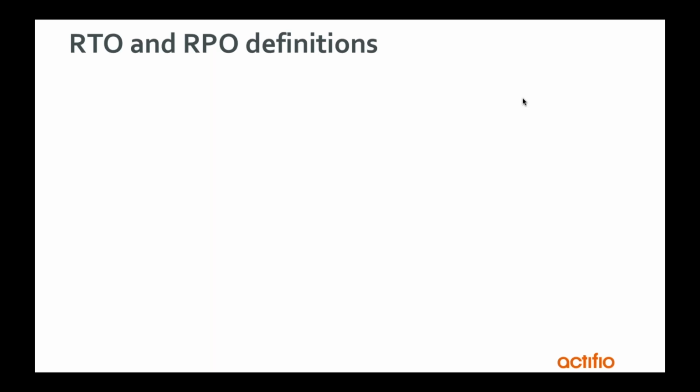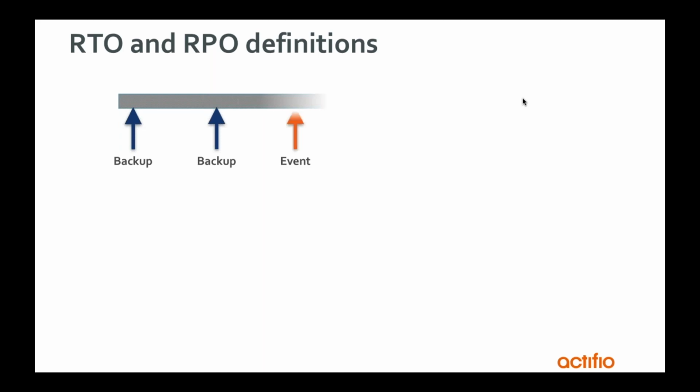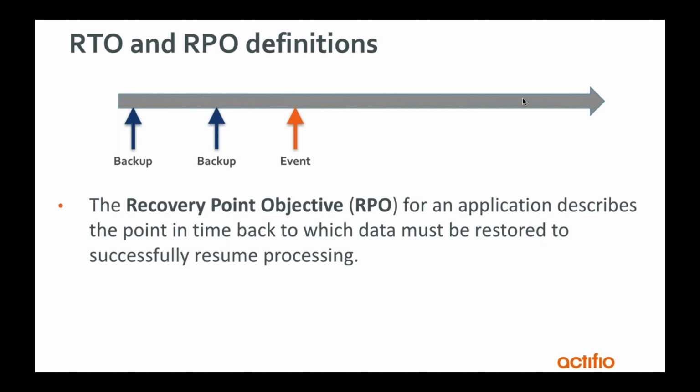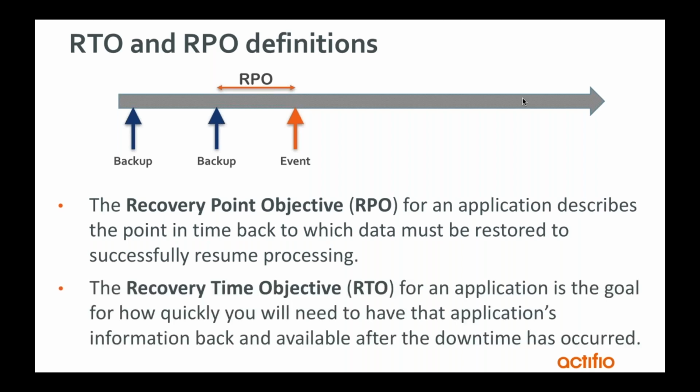One of the first things to remember is that RPO and RTO can be different for different applications. Let's start with a timeline where we're performing backups at regular intervals, and then some sort of event takes place. The RPO, or recovery point objective, describes how far back in time we have to go to get an image from which you can perform a recovery. The RTO, or recovery time objective, is the goal for how quickly you need to have that application back and available.